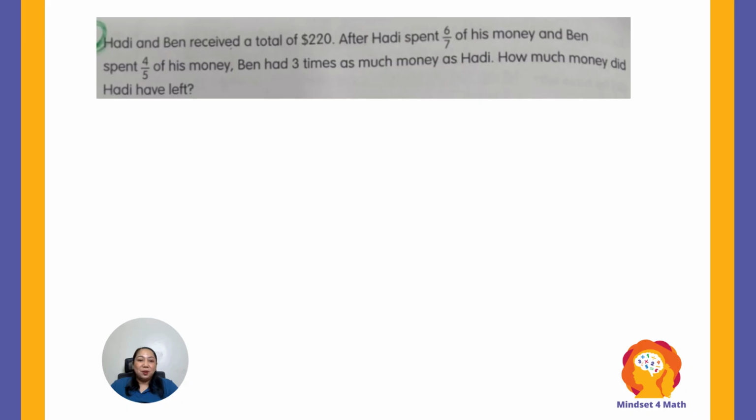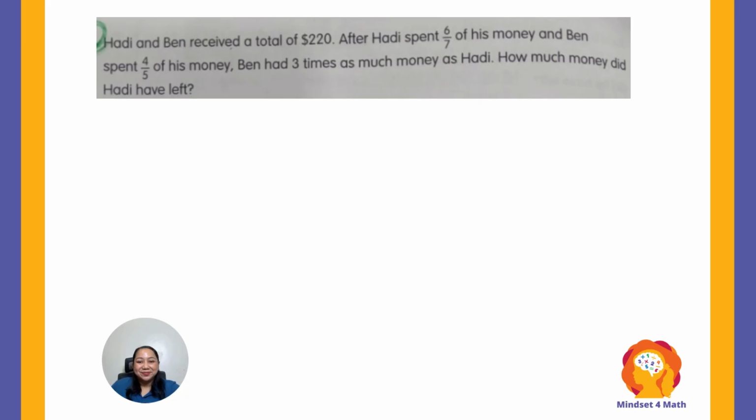Here is the word problem. Hattie and Ben received a total of $220. After Hattie spent 6/7 of his money and Ben spent 4/5 of his money, Ben had 3 times as much money as Hattie. How much money did Hattie have left?